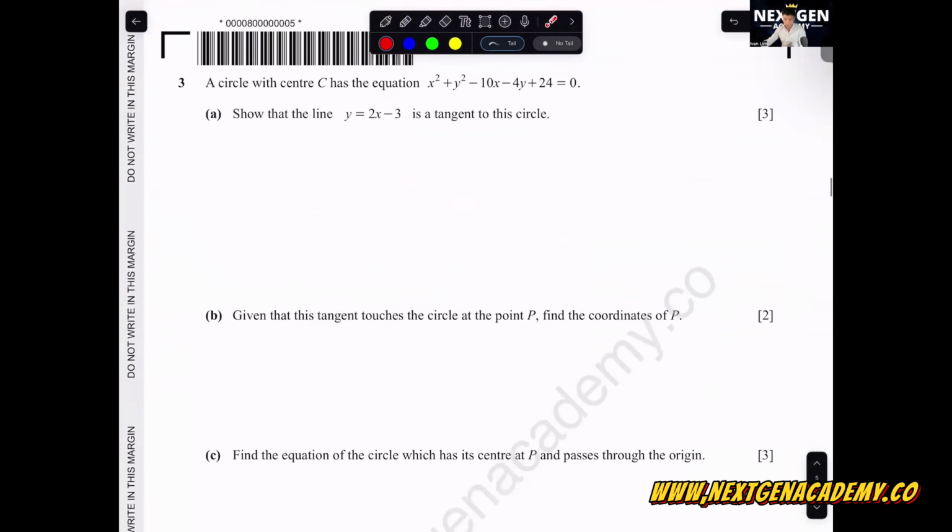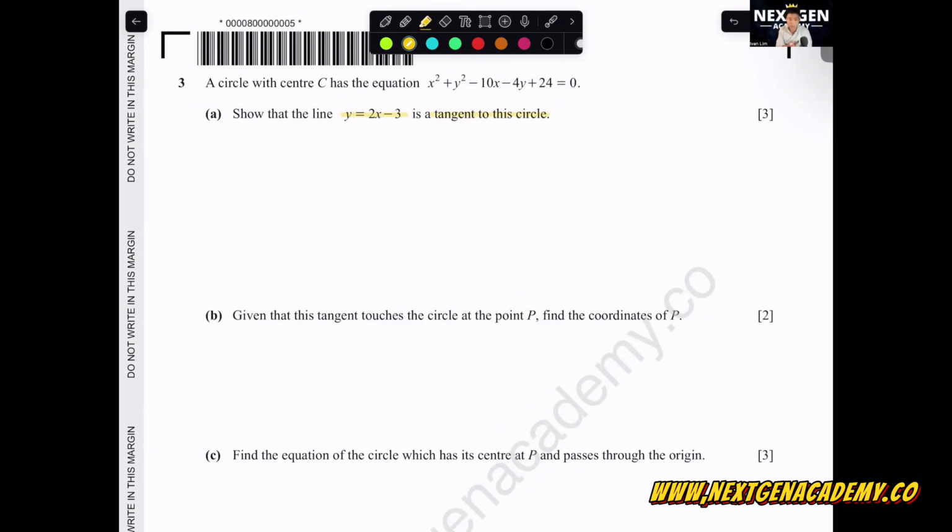Okay, number 3. This one is a circle question. A circle with center C has the equation x squared plus y squared minus 10x minus 4y plus 24. This equation is in general form right now. You all have to recognize that there are two forms. Show that the line y equals 2x minus 3 is a tangent to this circle. Okay, what does it mean? This line is a tangent to this circle.